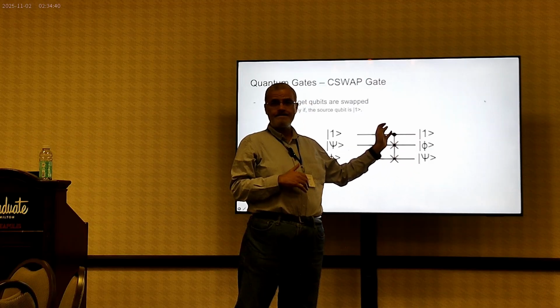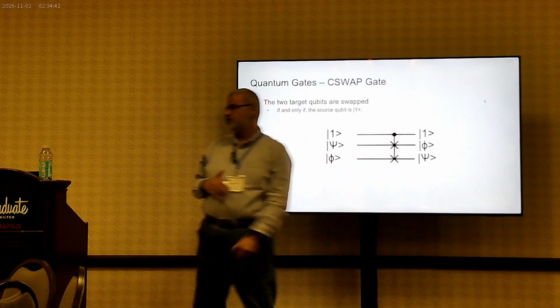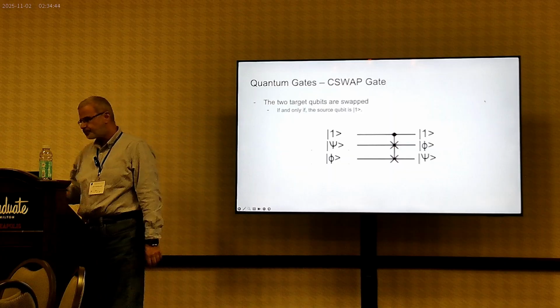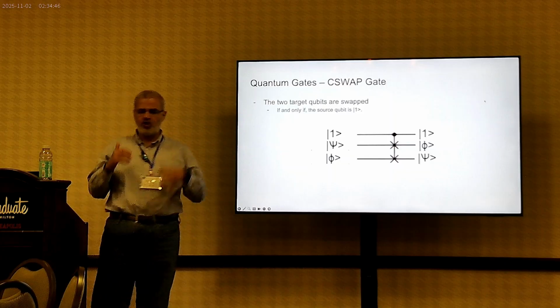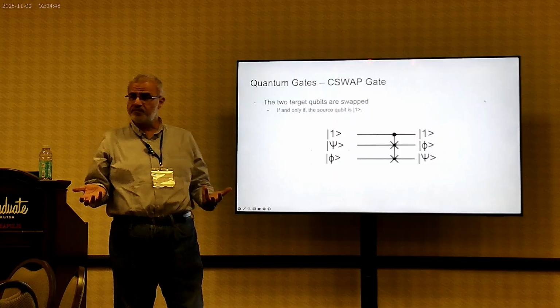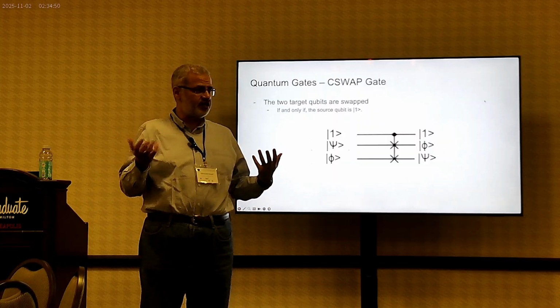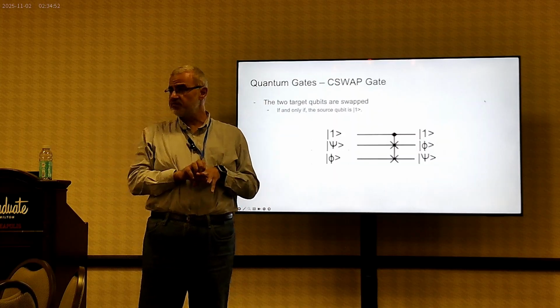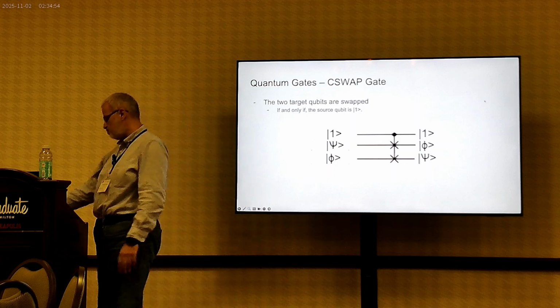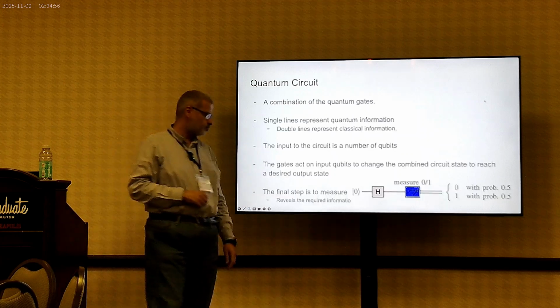Any questions? Great. So these are examples on quantum gates. How do I write my quantum algorithm? I write it as a quantum circuit. It's a collection of quantum gates. So this is a very simple example of a quantum circuit.